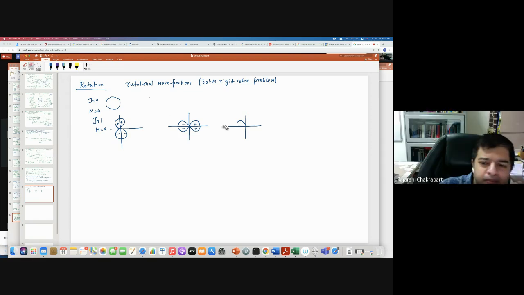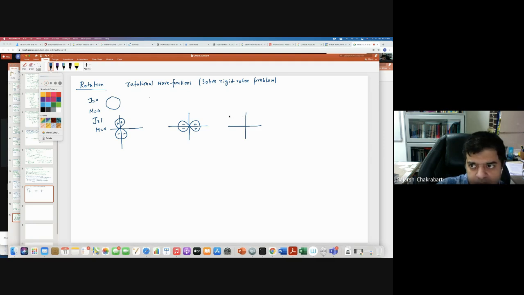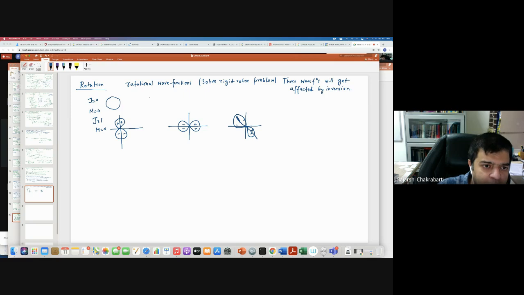It's a contour plot you can think of. Okay, so like this. I can do plus, minus, whatever way you want to do it. It's not important. But these wave functions will get affected by inversion, because some of them are symmetric, some of them are antisymmetric. Okay, is this clear?